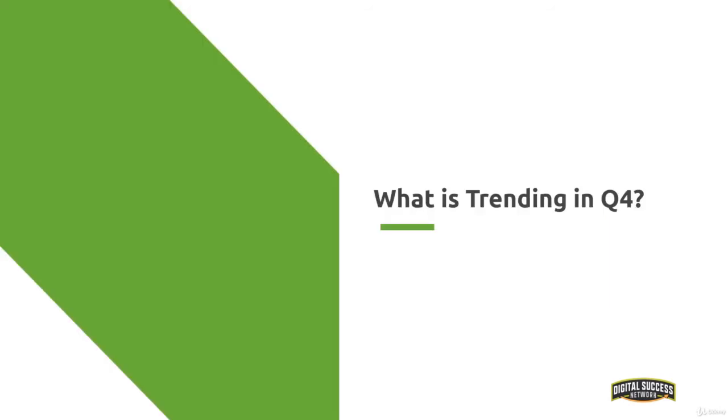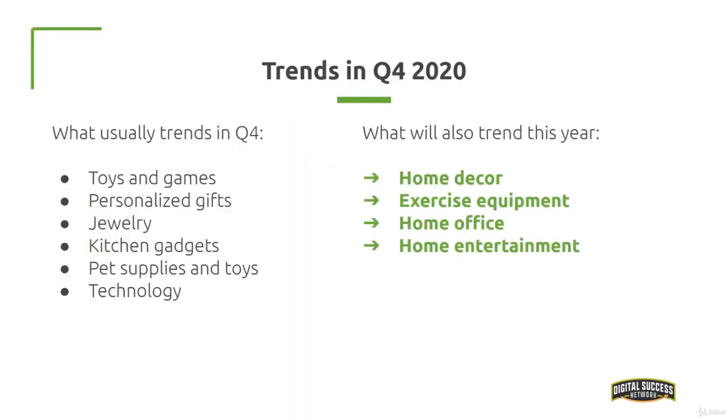So what is trending in Q4? Well, what usually trends is toys and games, personalized gifts, jewelry, kitchen gadgets, pet supplies, and technology. So along with those, you also have home decor, exercise equipment, home office supplies, and home entertainment. And with COVID and people staying home, these products, all products as a whole, will likely continue to be in high demand. So along with all the usual holiday gift giving, people are also upgrading their home and things to do at home.